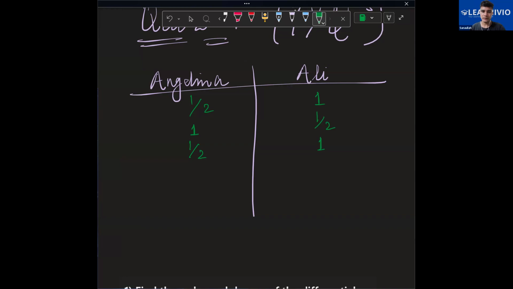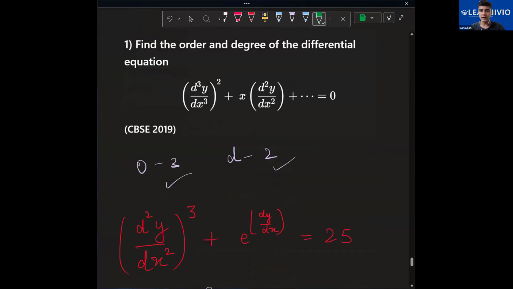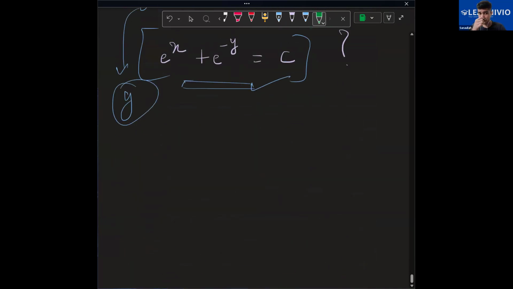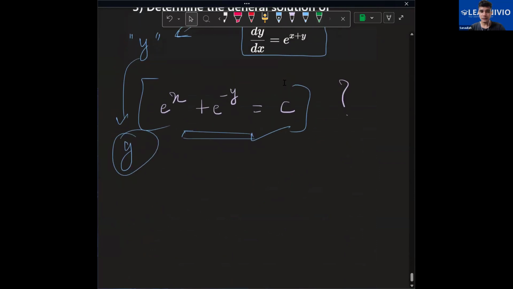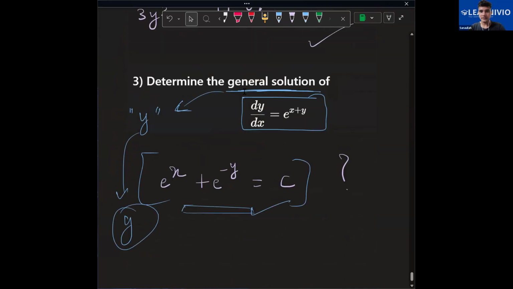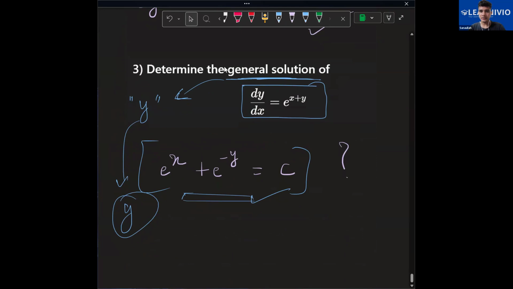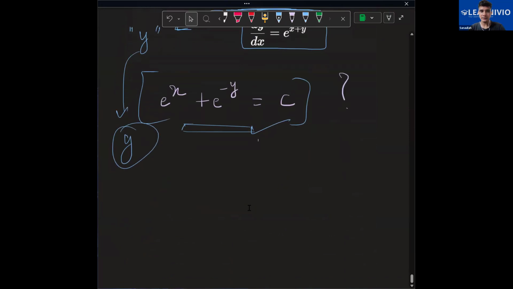So Zelina won and Ali got half. Because if this is a 3 mark question and you have done up to here, then the teacher will deduct 1 mark, because what is asked, the general solution, is not written as the answer. This is actually the intermediate step, so please keep in mind that what is asked at the end is what should come out as your answer.